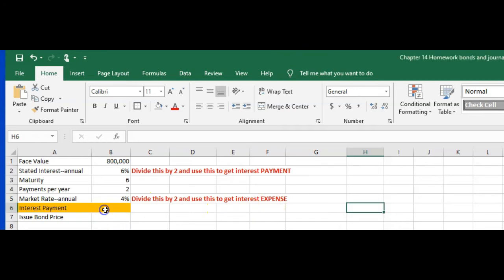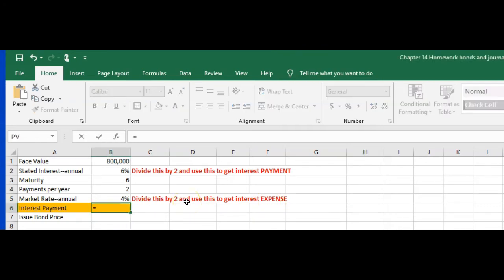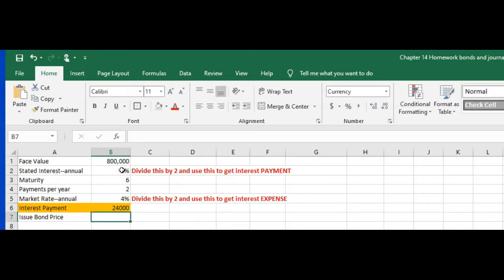Okay, so let's do interest payment together. I'm going to simply multiply this times the stated rate divided by 2. Okay, so now that I have the payment and I have the future value, the face value, what we're going to pay back, now I'm going to do the present value, and that'll give us issue price.